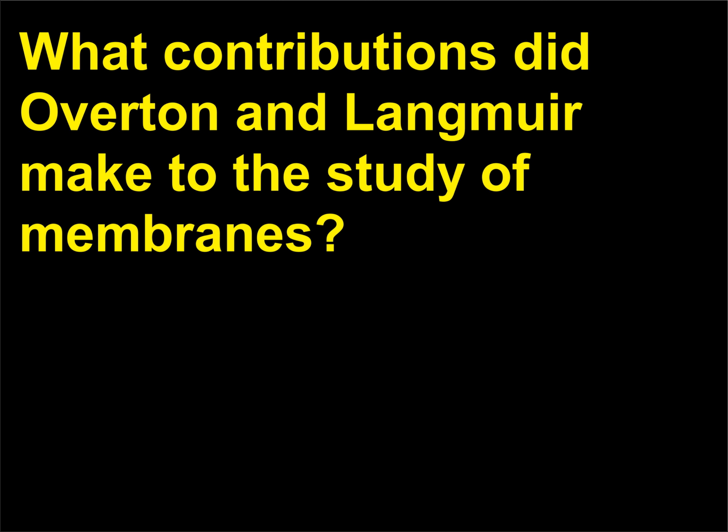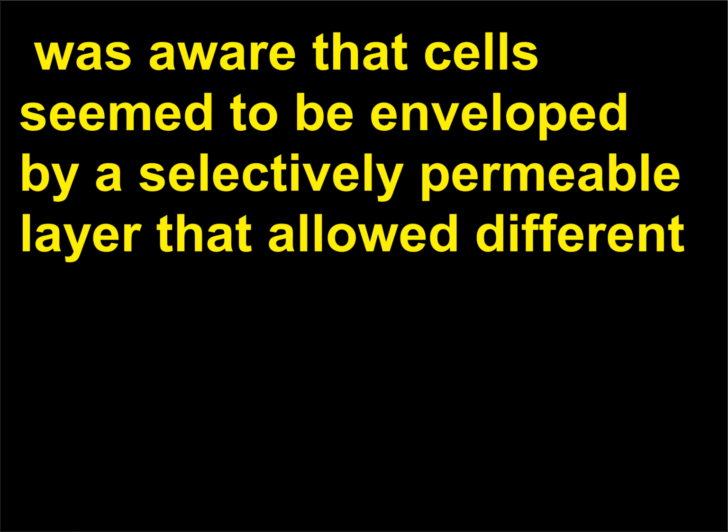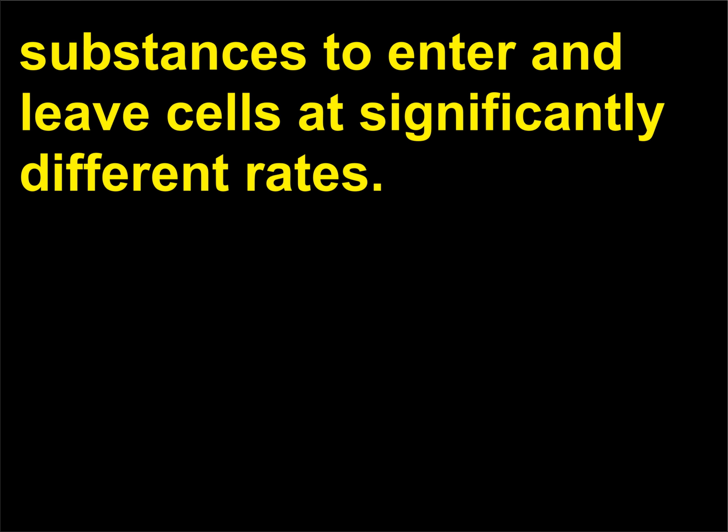What contributions did Overton and Langmuir make to the study of membranes? As early as the 1890s, Charles Overton, 1865 to 1933, was aware that cells seemed to be enveloped by a selectively permeable layer that allowed different substances to enter and leave cells at significantly different rates.